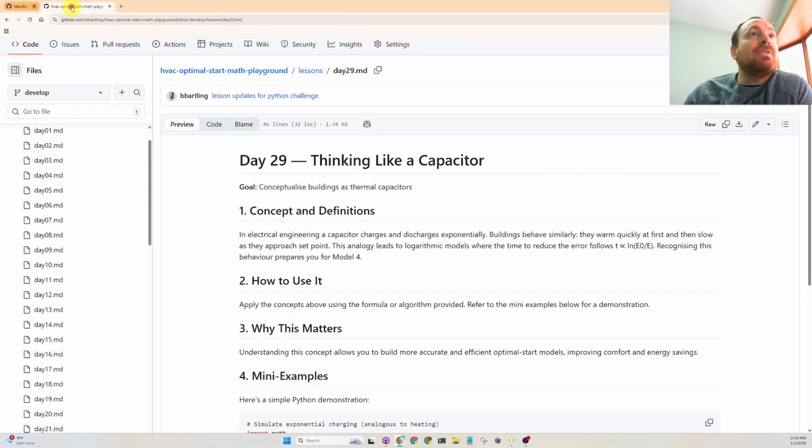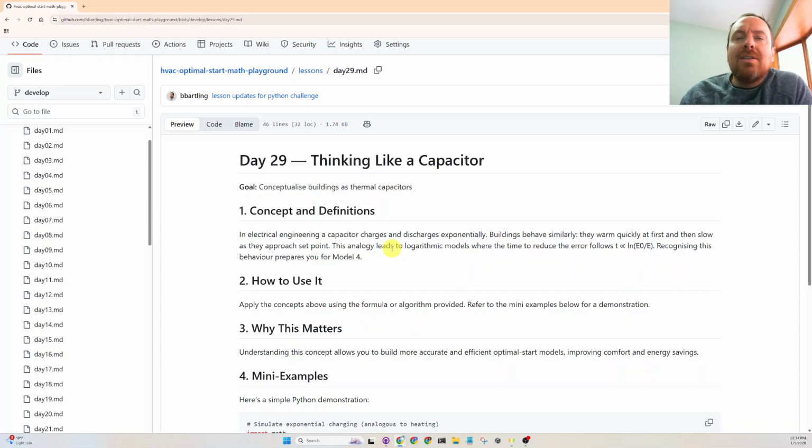Okay, let's close these windows. So day 29, thinking like a capacitor, which is kind of interesting because that's like electrical engineers' forte. The capacitor stores energy. It says right here. So in electrical engineering, a capacitor charges and discharges exponentially. Buildings behave similar. They warm up quickly at first and then slow as they approach set point.